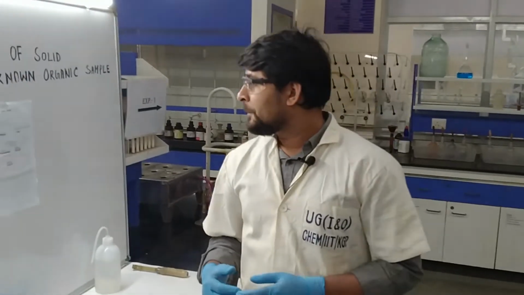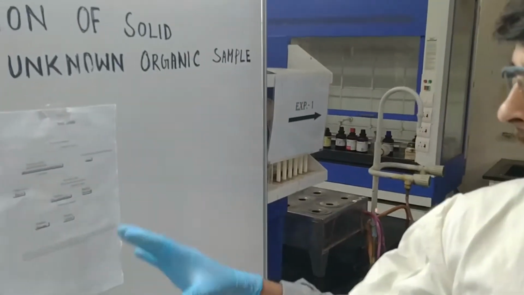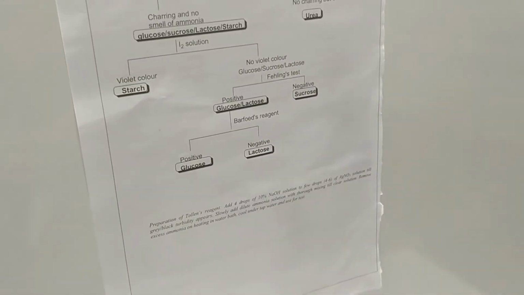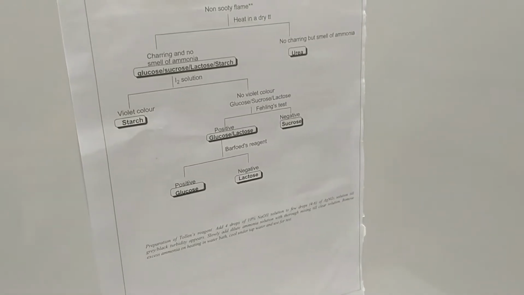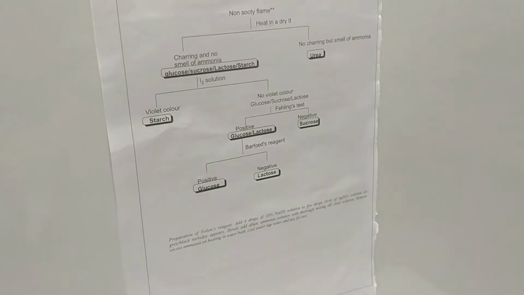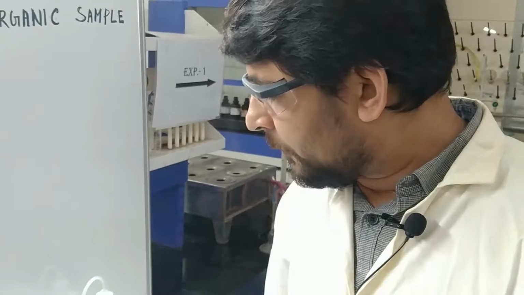Okay. So after doing the I2 solution test, as we got a negative observation over there, according to the flowchart, the coming test is the Fehling test. For the Fehling test, we have to first prepare Fehling solution. So what is a Fehling solution or Fehling reagent? That is a mixture of Fehling A and Fehling B. So first of all we are going to prepare Fehling reagent.